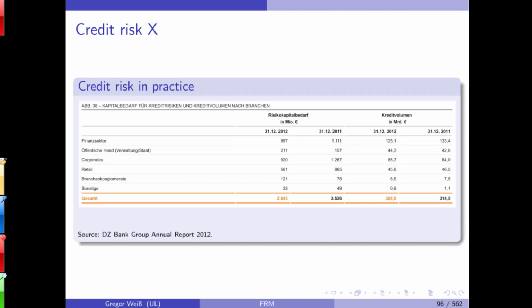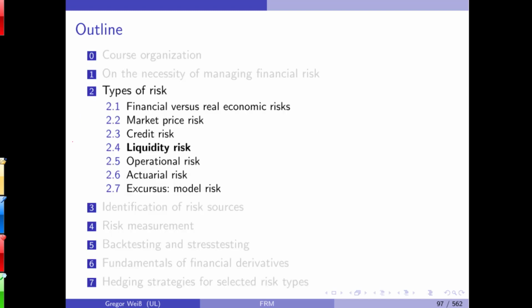And just to show you again that banks report on credit risk as well, you have here an extract of DZ Bank Group, that's the head institute of German mutual banks, German Volksbanken. And they show the required risk capital for loans in the financial sector, to the public sector, to corporate customers, in the retail customer segment. And this is how they show how much credit risk exposure they have.